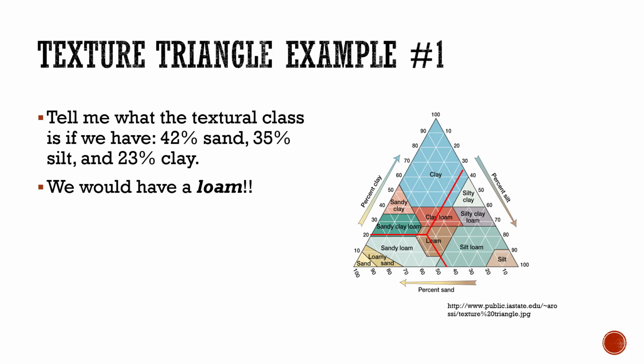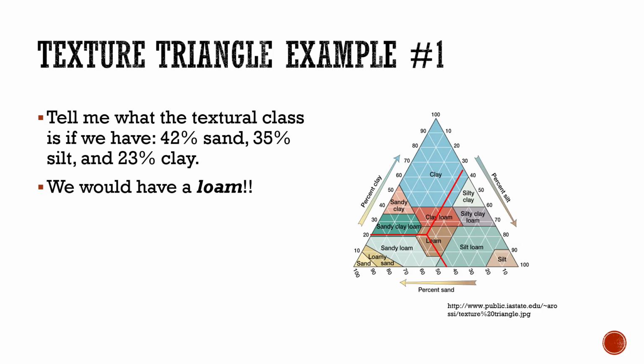So here we have 42% sand, 35% silt, and 23% clay. We are going to be using these triangles in our lab. What we're going to do is choose the percent silt side. Go on that side, and then draw a line from 35% down towards the base of the triangle, angling it at the base of the triangle.